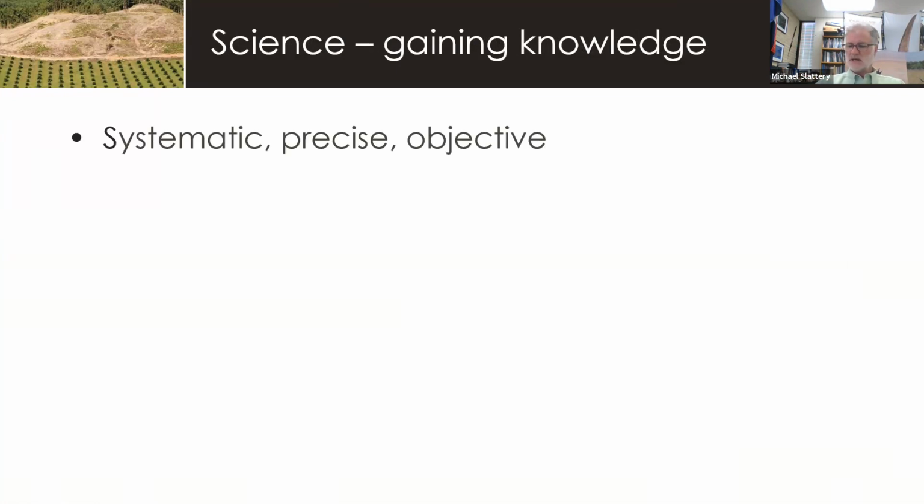One of the tools that we have, the overridingly most important tool, is a method called the scientific method, and I'm going to talk just briefly about that. But if we follow the principles of science, then it should be a discipline that is systematic, that is precise, and that is objective.